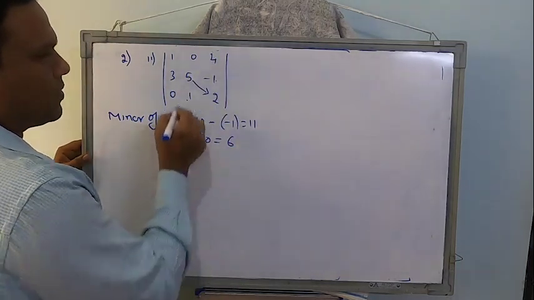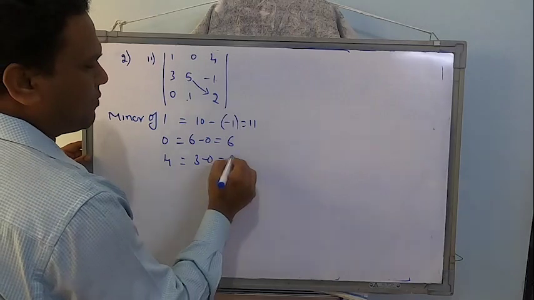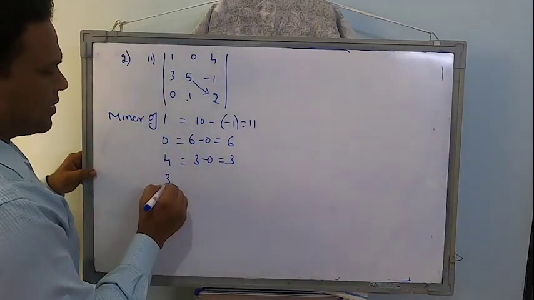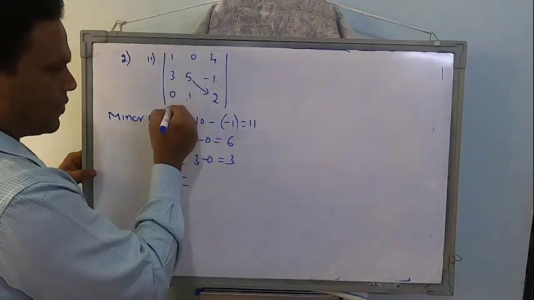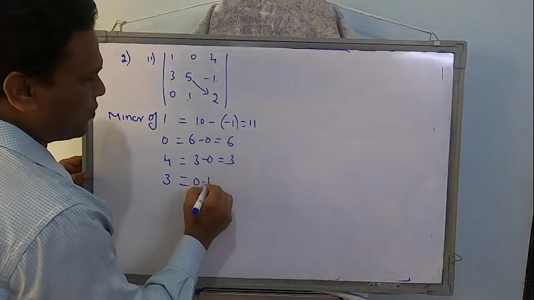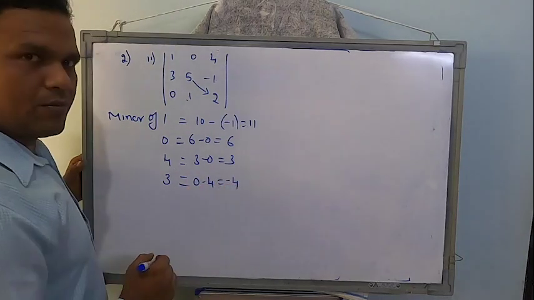Minor of 4: 3 minus 0, that will be equal to 3. Now the next thing, minor of second row I have to start with. Minor of 3: block the first column, second row. Remainings are these 4. So multiply, 0 minus 4, it will be equal to minus 4.